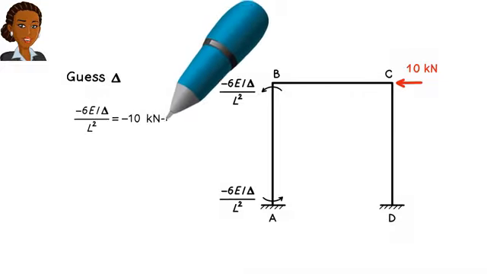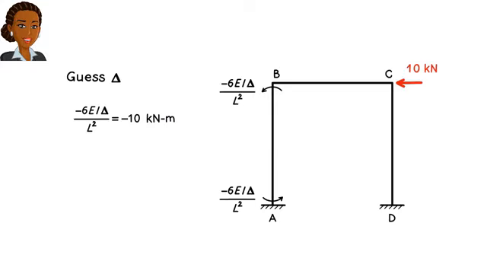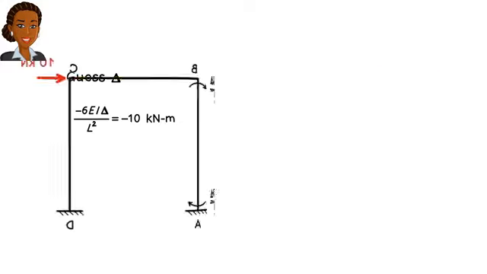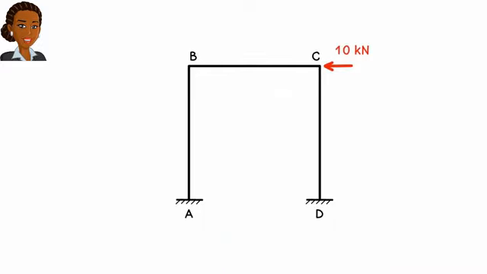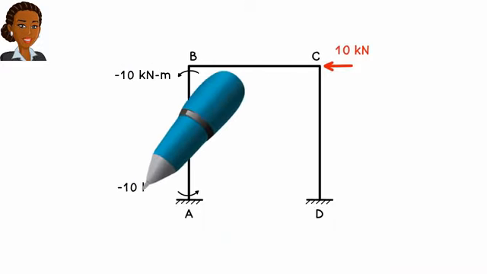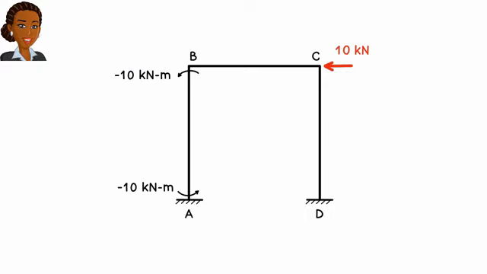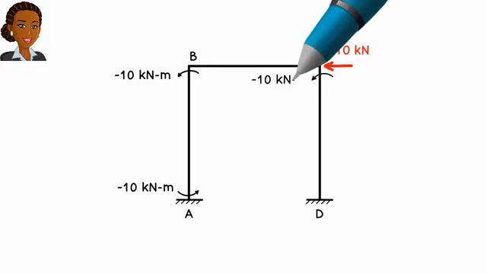And since we are not going to use delta beyond this point, its value is not really needed here. All we need to know is that there exists a value for delta such that when used in these equations, we get -10 for the fixed end moments. In a way, we are assuming a value for the fixed end moments. Using the same delta, we can also determine the fixed end moments for member CD. They are also -10 kilonewton meters.